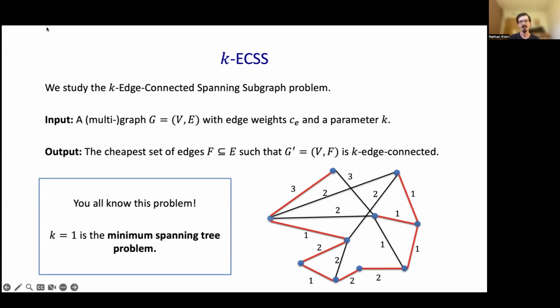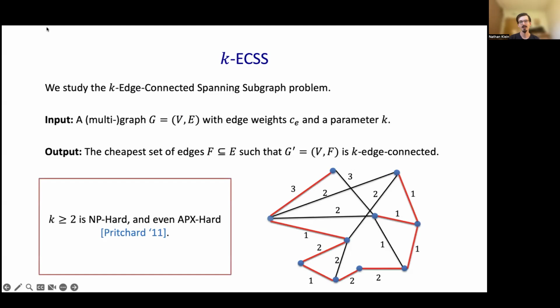But it turns out that for k at least 2, this is already APX hard. In other words, for k at least 2, this problem is NP hard. And for all k, there's no approximation algorithm with ratio better than something like 1.01. So here's an example solution for k equals 2.